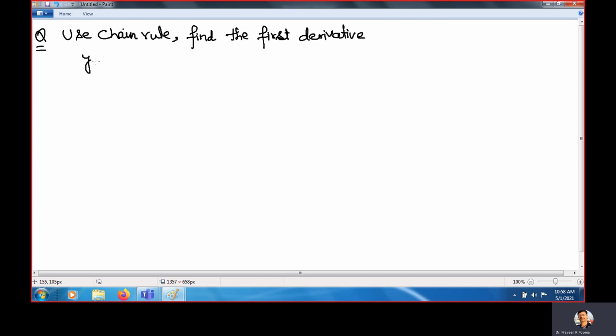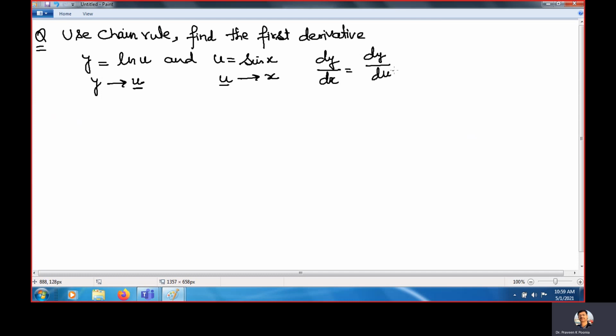Here y is equal to ln u and u is equal to sin x. You can see y is a function of u and u is a function of x. Then what we need to do is find dy by dx. What is the formula for dy by dx? Here the middle variable is u, so it will be dy by du times du by dx.